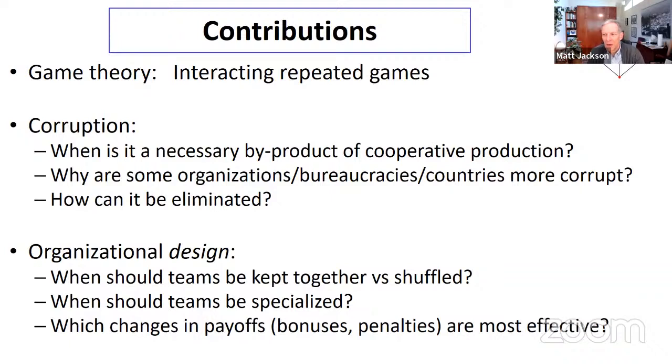So for instance, if I try to eliminate all the corruption by offering whistleblowing benefits, saying anybody who reports corruption is going to get a reward, that could undermine the corruption, but that also might undermine the cooperation among the teams and lead to the whole organization failing to be productive. So that's the kind of question that we're going to be looking at.